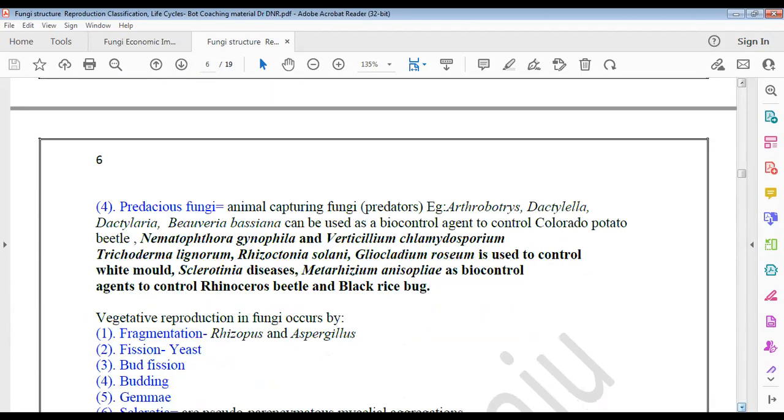Another type of fungi discussed is predaceous fungi, which capture animals, especially mites, insects, beetles, which will be eaten by these fungi, like Beauveria bassiana. Insectivorous fungi, and nematophagous fungi are also there.